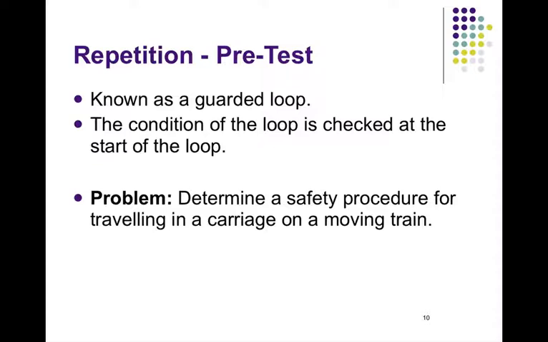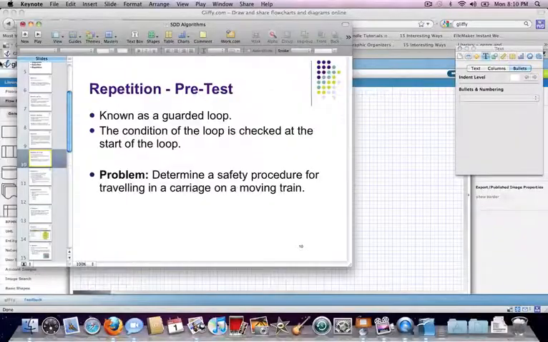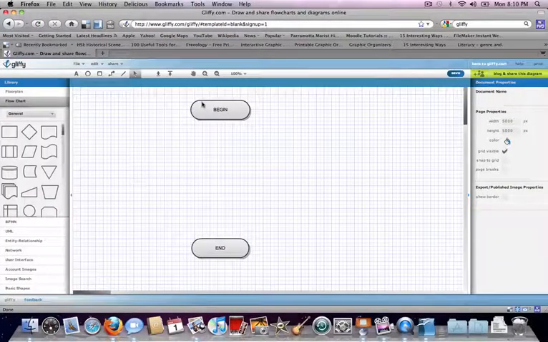It can actually be bypassed. So we're going to look at a very simplistic problem. We want to determine a safety procedure for travelling inside the carriage of a moving train, and we want that safety procedure to be continually looped. So we're going to go look at Glyphy, and we're going to drop in a flowchart for this. We've got our terminators as normal.